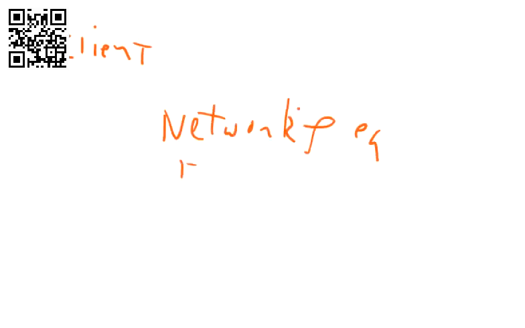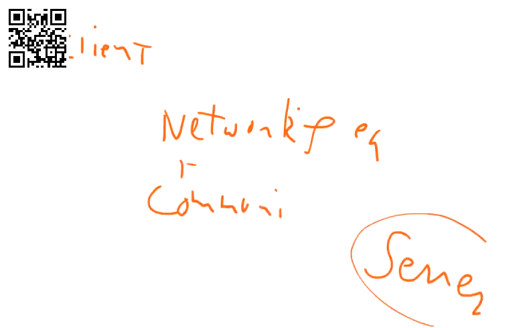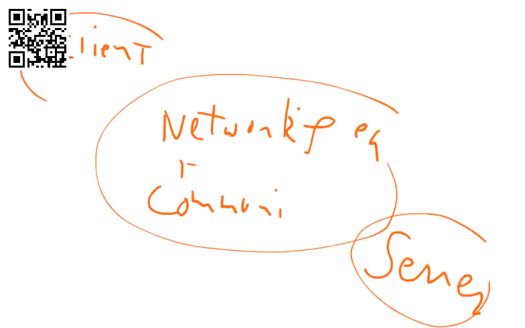In simple terms, we have got clients, we have got networking equipment plus communication media, and we have got servers. And these are the major components of the internet, and this is how the internet works.